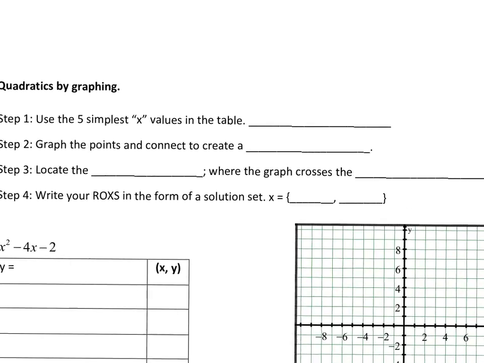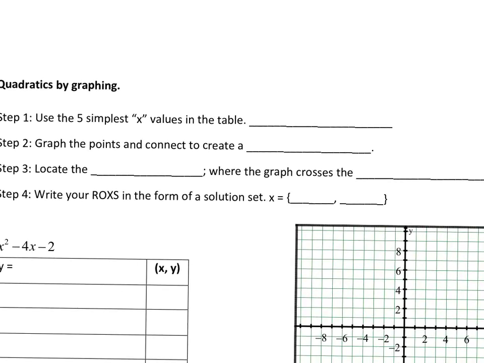Step number 1, you want to use the 5 simplest x values. So you're going to use negative 2, negative 1, 0, 1, and 2. Depending on if you have your vertex or not, you might have to add a few either on the negative side or on the positive side, and we'll get to that in a sec, okay? So graph the points and connect all the points to create a parabola, okay?